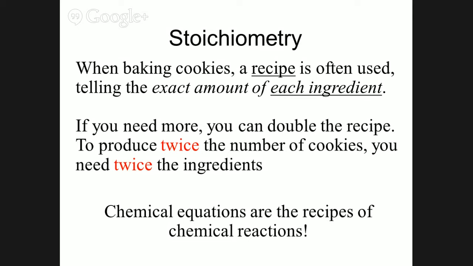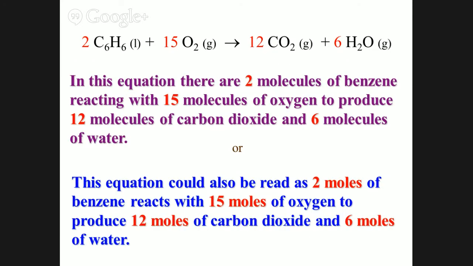Well, chemical equations are the recipes for chemical reactions. Here's a reaction. We have benzene, O2, oxygen, CO2, carbon dioxide, and water. In this reaction, there are two molecules of benzene, that's the C6H6, reacting with 15 molecules of oxygen to produce 12 molecules of carbon dioxide and 6 molecules of water.